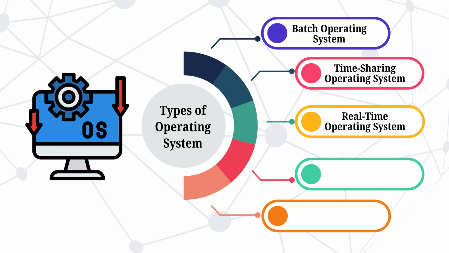Real-time OS, think of cars, medical devices, or robots. It works in microseconds. Distributed OS, a super team leader who controls a network of computers like they are one giant machine. Network OS allows computers to communicate and share resources over a network, but each device remains independent.